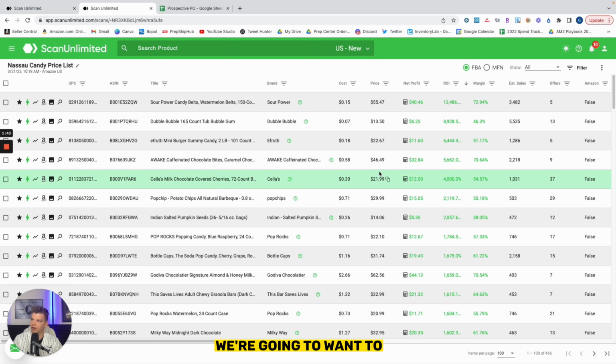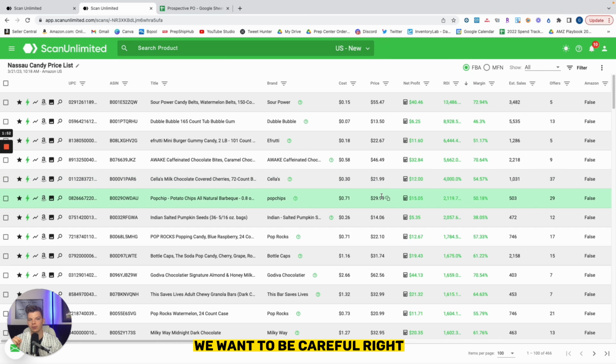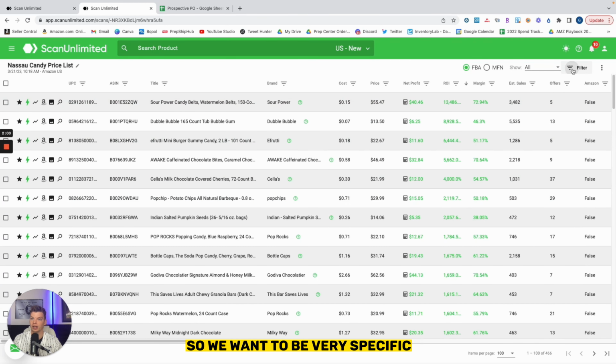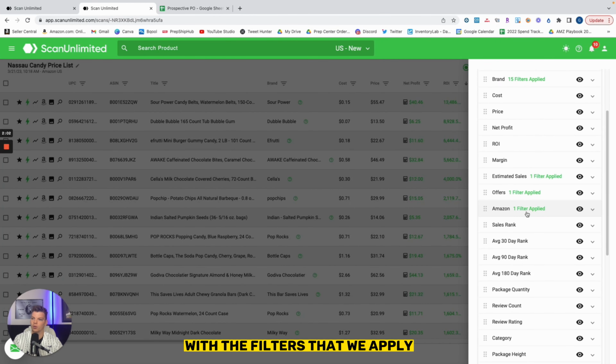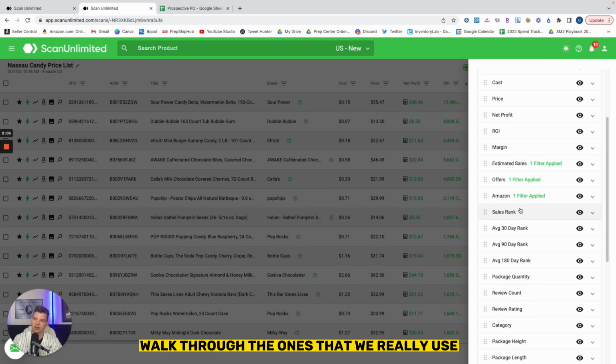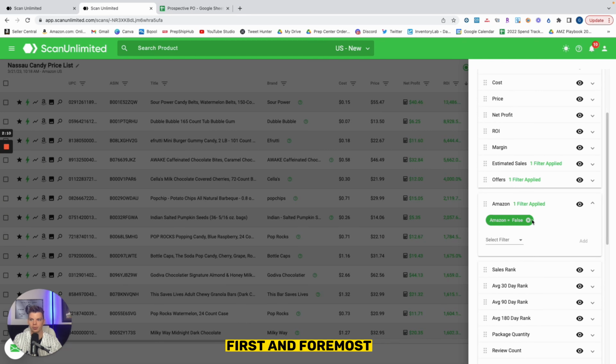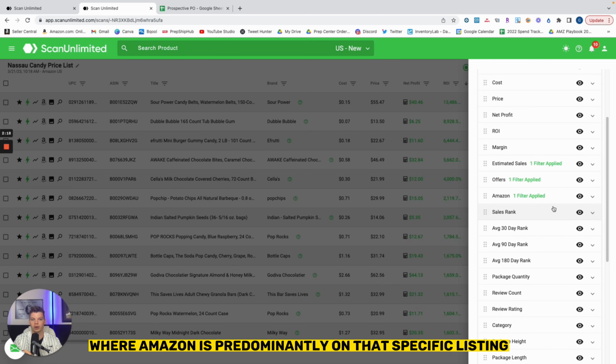And so right off the bat, right, we're going to want to initiate some filters within this specific data set. But we want to be careful, right, because we want to ultimately be able to work with as much valuable and good information as possible. So we want to be very specific with the filters that we apply. And so we'll walk through the ones that we really use to make the most of and be as efficient as possible. First and foremost, we're going to want to avoid Amazon. And so in this case, right, we set an Amazon false filter, and that's going to filter out any scenario where Amazon is predominantly on that specific listing.